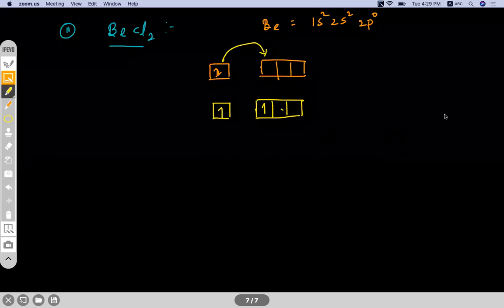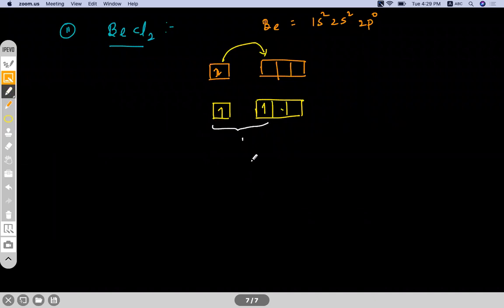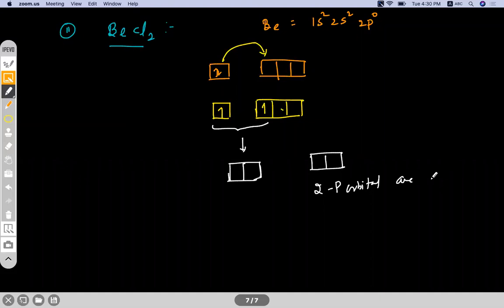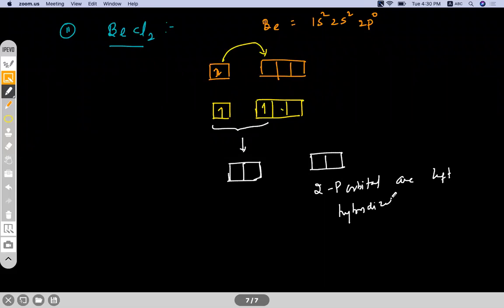Now, before bonding with chlorine, this s and this p orbital, which have unpaired electrons, intermix and form a new set of orbitals, which we call hybrid orbitals. And these two 2p orbitals are left unhybridized. And these two hybrid orbitals, sp, because s and p combine, have one electron each, as it was here.